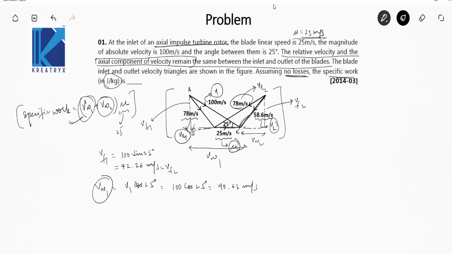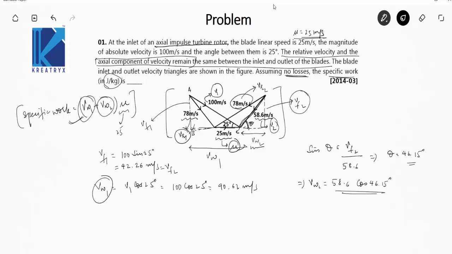Let's move on to vw2. How can we find vw2? We know vf2, great. So if I know this theta, I can know vw2. Can I find this theta? Yes, because hypotenuse is given, perpendicular we know that. So sin theta becomes vf2 upon 58.6 meter per second, which is given. Solve it, you will get theta equal to 46.15 degrees. So vw2 will be equal to 58.6 cos 46.15 degrees.